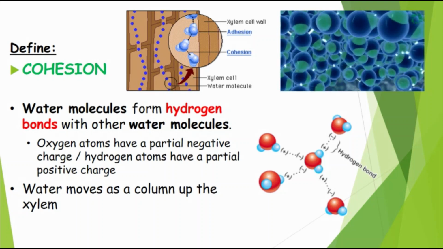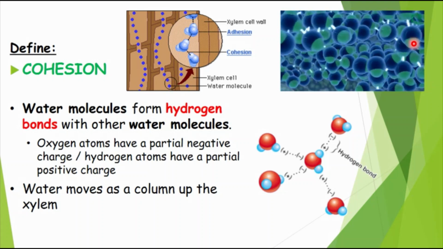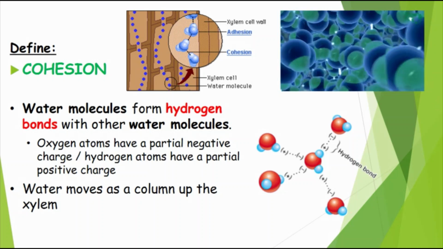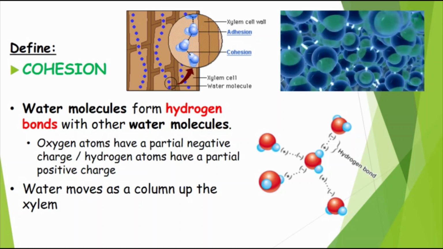And if we have a look at this little GIF, you can see they've imagined those hydrogen bonds as actual physical things here. You can see the little white lines, and they're all sort of attracted to each other, moving up together.